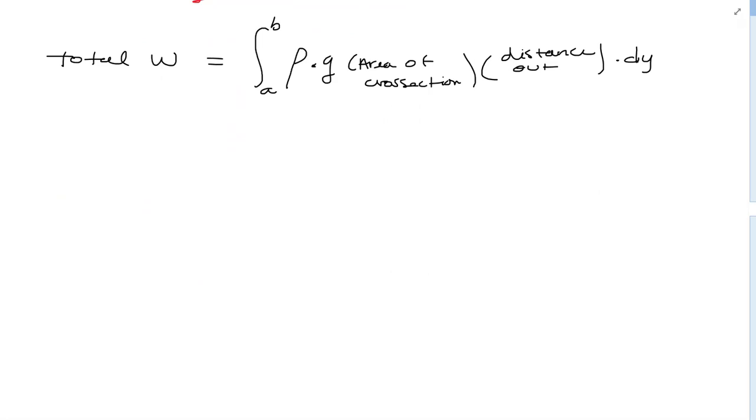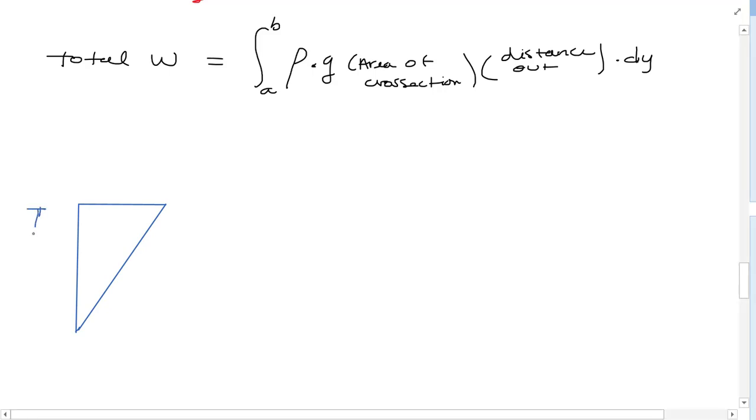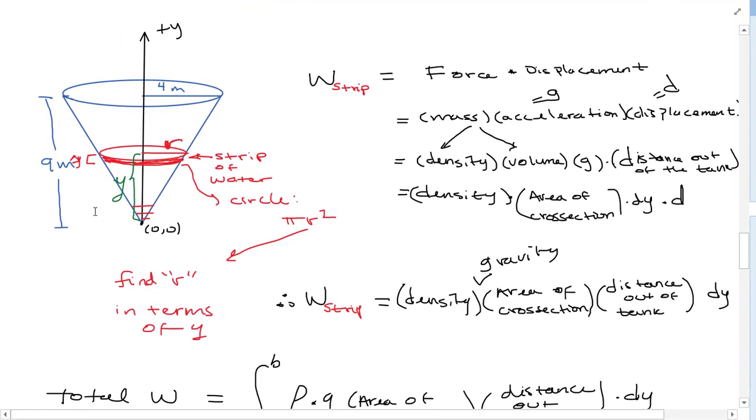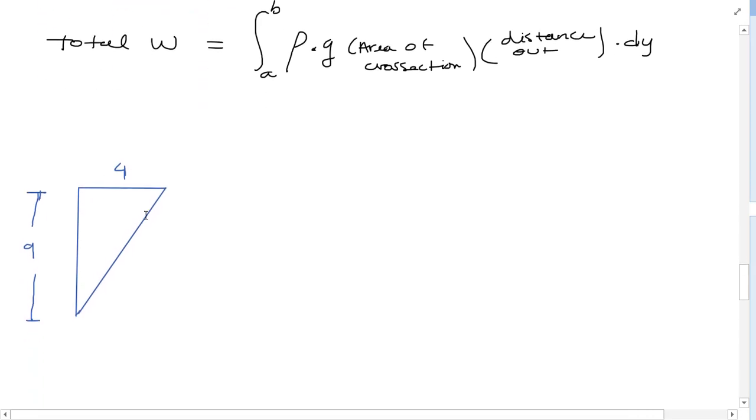So I'm going to draw our similar triangles. Bear with me here. Okay, so we have our triangle, and we know this is 9 meters tall. So that side is 9. This is 4 at the top, and looking back at our cone here, we have the radius and we have how high that little strip of water is. So this is r and this is y. And so this is where we have our similar triangles, right? We need to have two angles for the triangles to be similar. They both have a right angle and they share that bottom angle.